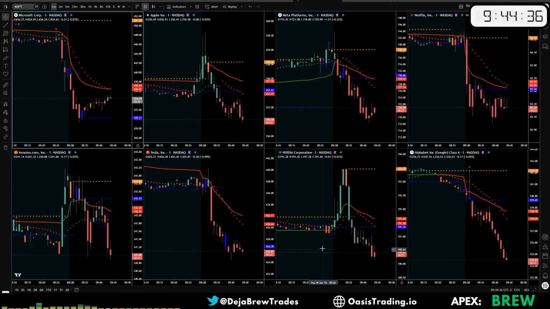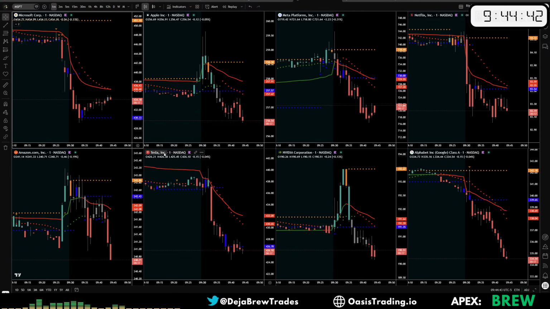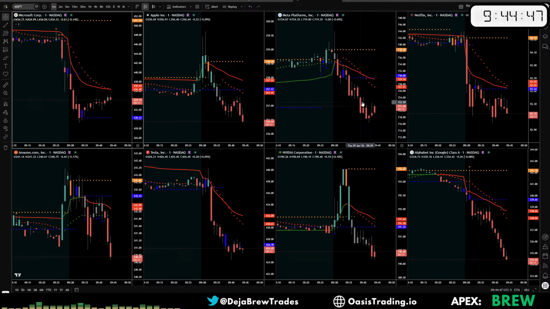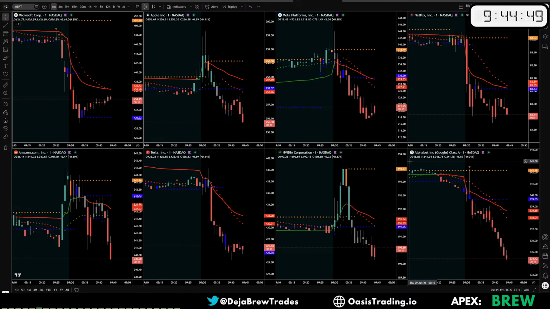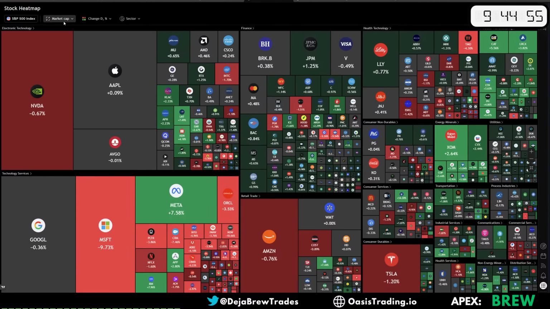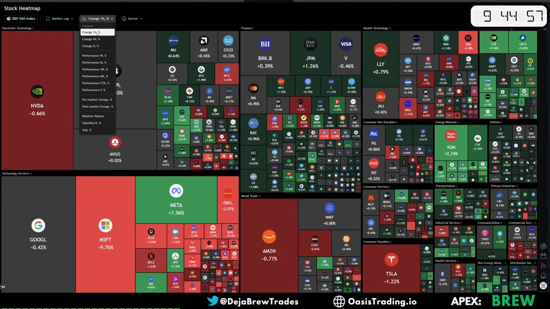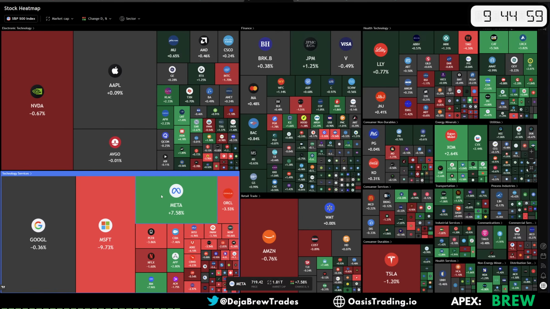Google selling off, Nvidia giving up all of its gains, Microsoft recovering a little bit, still possibly a bear flag into VWAP, Amazon selling, Apple selling, Tesla selling, Facebook bouncing a little bit. Not looking too good. Pretty red open. Facebook like the only one holding up.